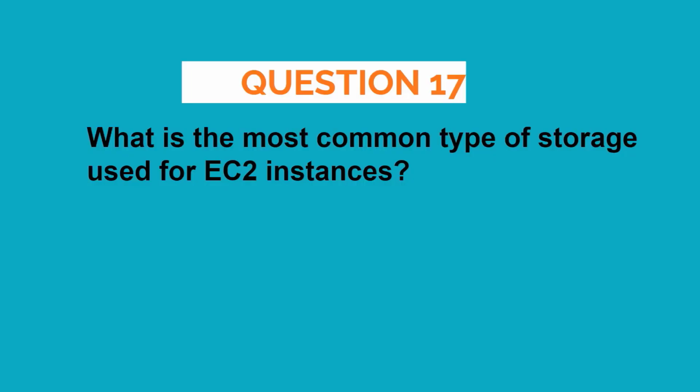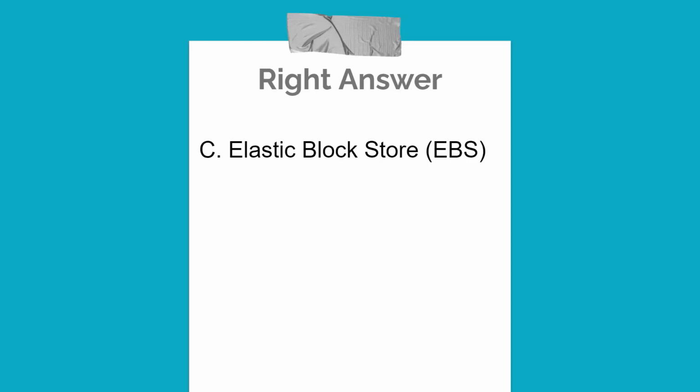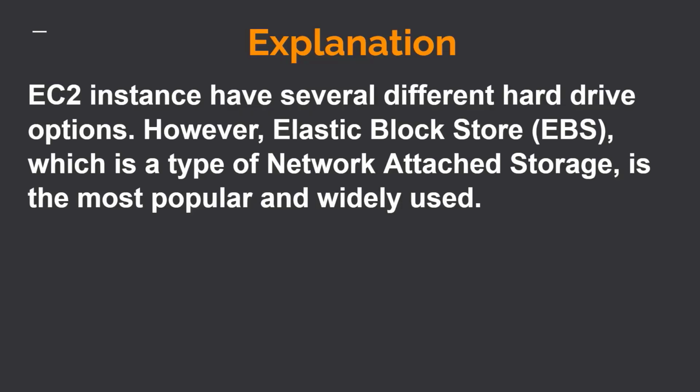Question 17. What is the most common type of storage used for EC2 instances? Option A. Elastic File System, EFS. B. EC2 hard drives. C. Elastic Block Store, EBS. D. Magnetic Drive, MD. Answer. C. Elastic Block Store, EBS. Explanation. EC2 instances have several different hard drive options. However, Elastic Block Store, EBS, which is a type of network-attached storage, is the most popular and widely used.